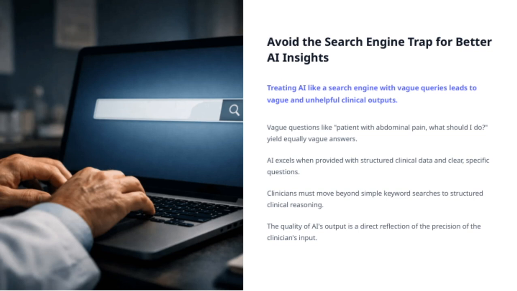tend to generate equally vague and unhelpful answers. If we treat AI like a search engine and just throw in broad, vague queries, we end up with vague and often unhelpful clinical guidance. That's why it's so important to avoid the search engine trap. Instead, we should focus on crafting specific, well-structured questions to unlock the full potential of AI and get more meaningful, actionable insights. This ties into our overall theme. Effective AI use depends on how we communicate with it.